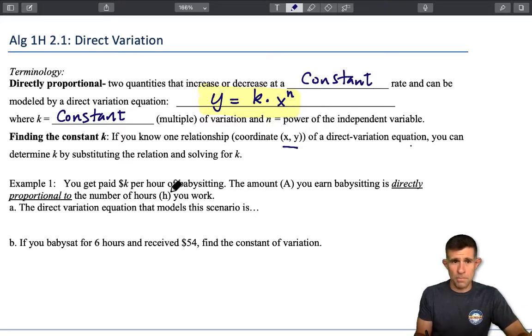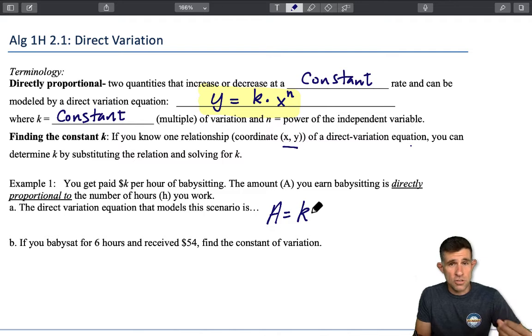So, for example, let's say you get paid k dollars per hour for babysitting. The amount A you earn babysitting is directly proportional to the number of hours you work. So a direct variation equation that models this scenario would look something like this. A, the amount you make, is equal to k, the dollars you earn per hour, times the number of hours you work. So here's what it means to find k, the constant of variation. Let's say you babysit for 6 hours and you receive $54. We want to find the constant of variation.